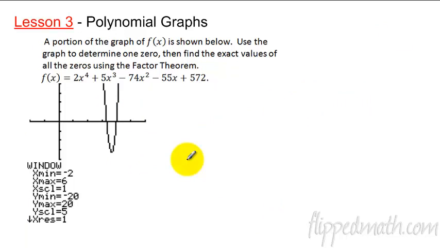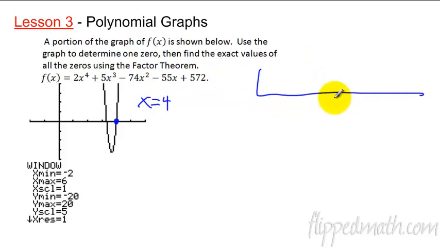All right, on to our third lesson now on the polynomial graphs. So we've got a portion of f of x that's shown. We're going to use the graph to determine one 0, and then find the exact values of all the other zeros. So we only have one little portion of the graph being shown. There's more things going on. So let's figure out what this is. 1, 2, 3, right there, 4. So I know that x equals 4 is going to be a 0. So we can use synthetic division.